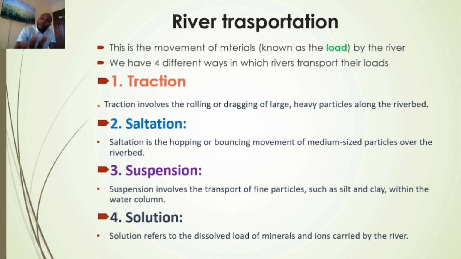So these are the four processes of river transportation. When you're asked in an exam, please don't fail. Traction: the heavy materials being dragged and rolled along the riverbed. Saltation: the bouncing and hopping of the medium-sized particles along the riverbed. Suspension: the fine particles, say silt and clay, are suspended in the water column because they are light. Then solution: the minerals and ions are mixed, they are dissolved actually.